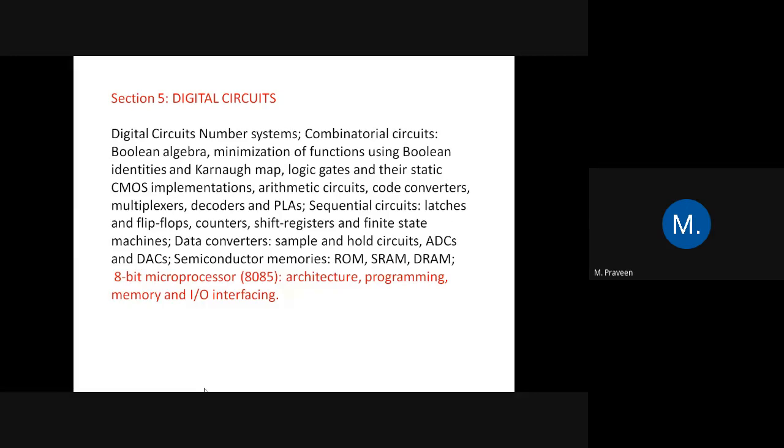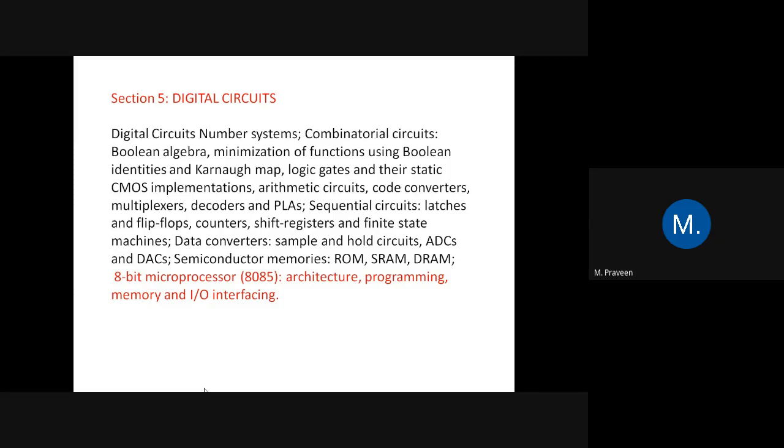So the first topic is the 8-bit microprocessor architecture. The next one is the programming part, which is nothing but the instruction set of 8085. The instruction set of 8085 is more or less the same as that of 8086. If you take addition for 8086, the instruction is ADD; similarly in 8085 you have ADD. Subtraction is SUB in both. If you compare both instruction sets, they are more or less the same, so you can easily understand all the instructions.